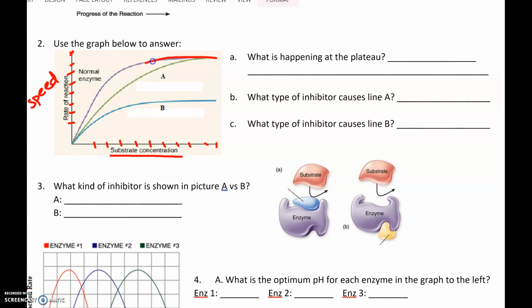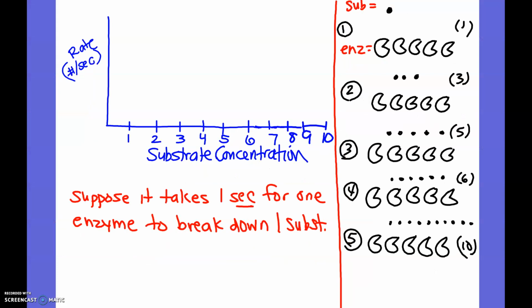So if we look at this, this is the enzyme normally, or normal enzyme added, and notice this plateau here. And the question is, what's happening at the plateau? Well, what's happening is the enzymes are working at their maximum rate, or another word for this is they are saturated. So let me explain with an analogy. Hopefully this will help you understand what's happening. So here's my substrate concentration on the X, and my rate is going to be the Y.